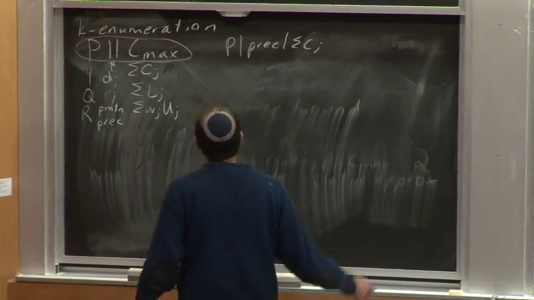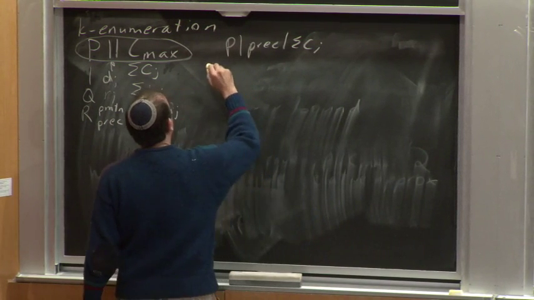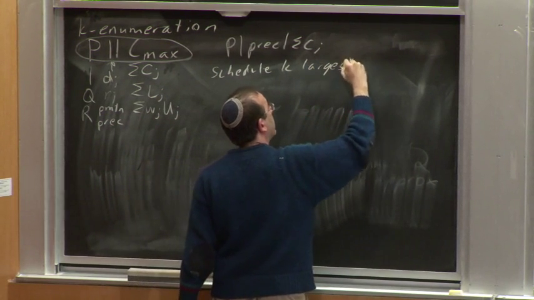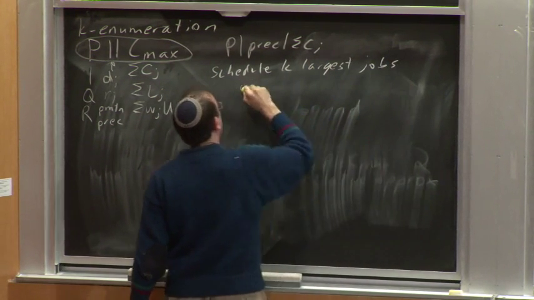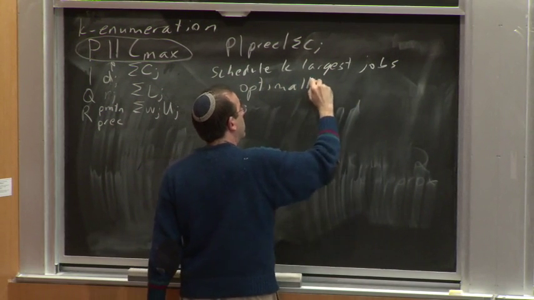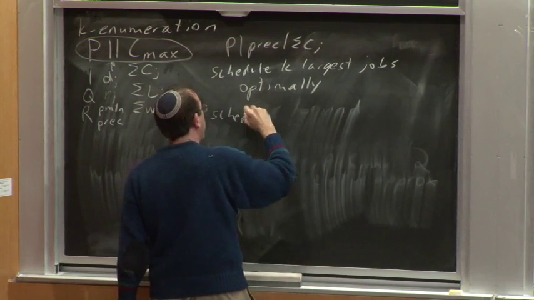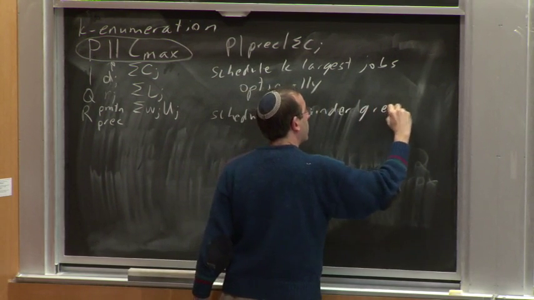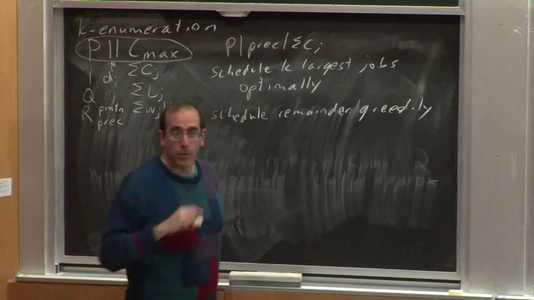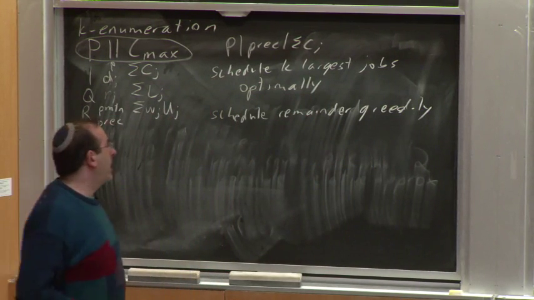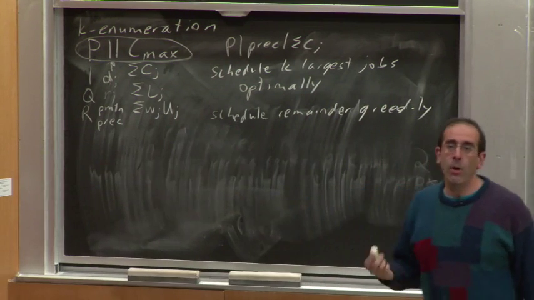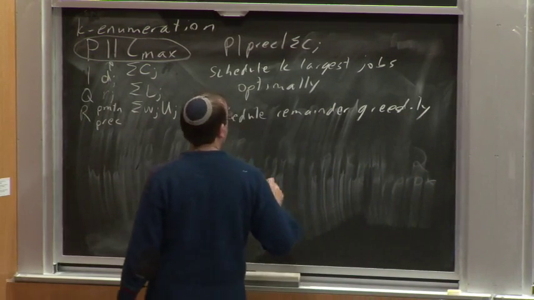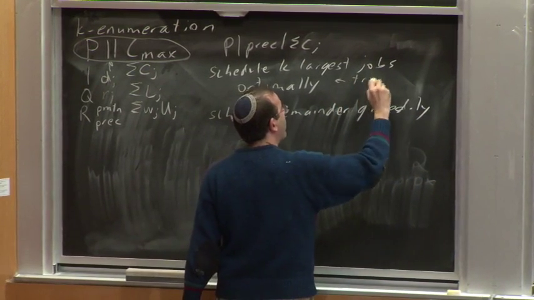Okay. So let's schedule the k largest jobs optimally, and then schedule the remainder greedily. So what do I mean by schedule the k largest jobs optimally? We don't know what the optimum is. How can I schedule the k largest jobs optimally? Well, that's shorthand for try everything.